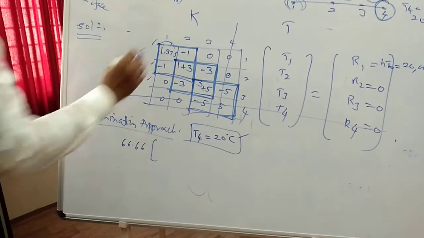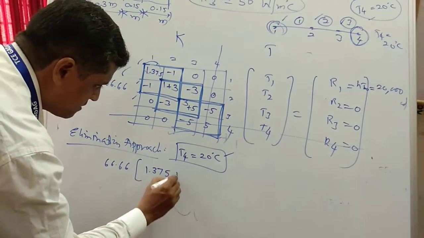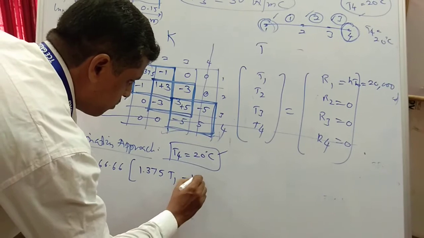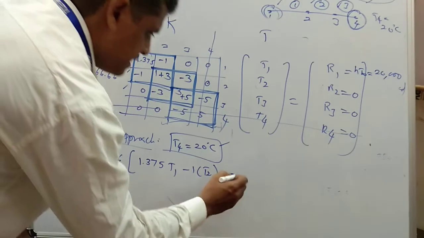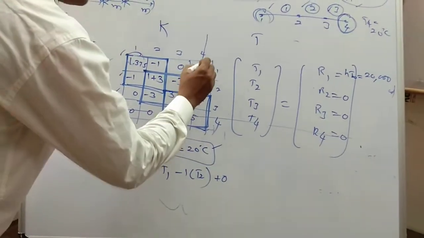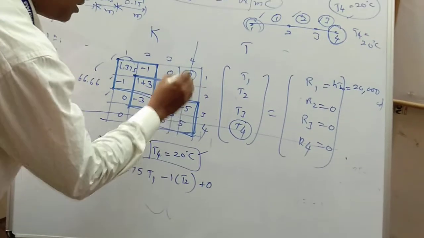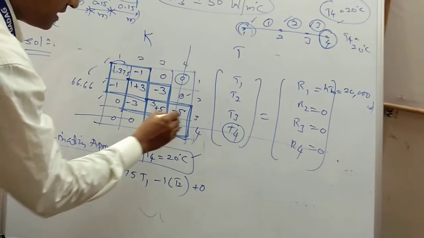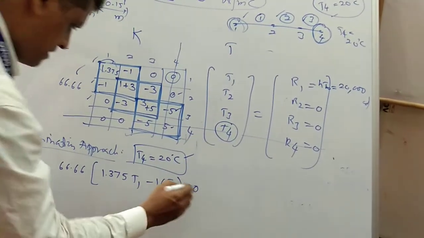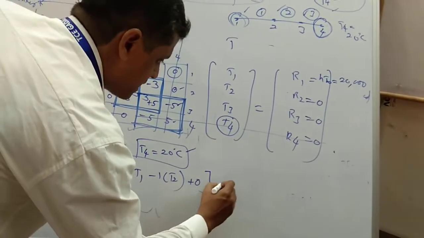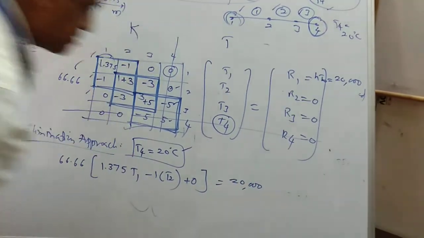66.66 into, for the first equation, 1.375 T1 minus 1 into T2 plus 0 into T3, that is 0. Also, since T4 is a non-zero boundary condition, this fourth term must also be considered in these three equations. This fourth term is 0 into T4, which gives 0 only, so it is discarded, and this is equal to 20,000 for the first equation. Next, the second equation.